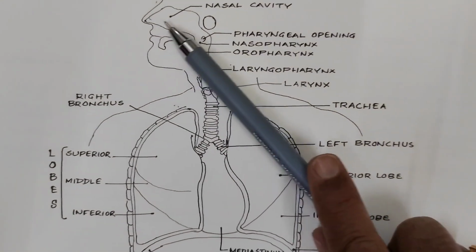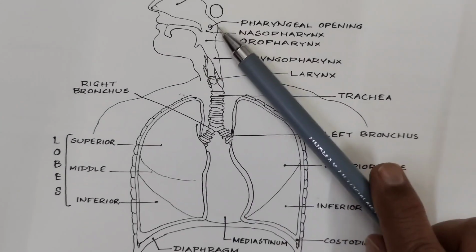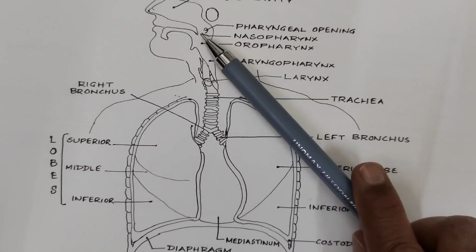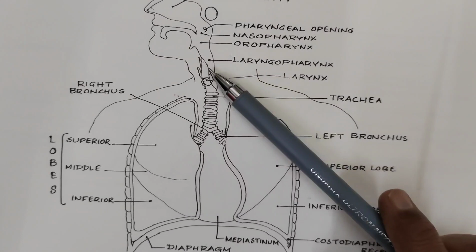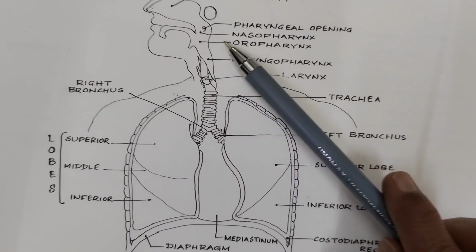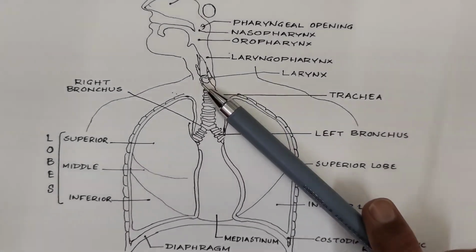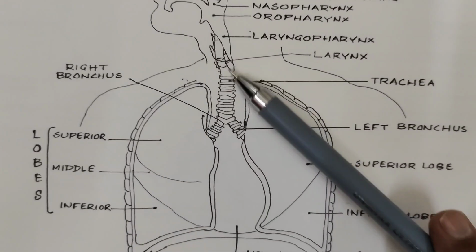Here we see the nasal cavity. Now here the pharyngeal opening. This is nasopharynx, this is oropharynx, this is laryngopharynx. So these are the three parts of the pharynx. This is the larynx or the voice box.